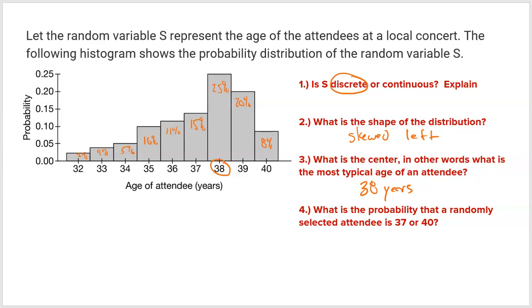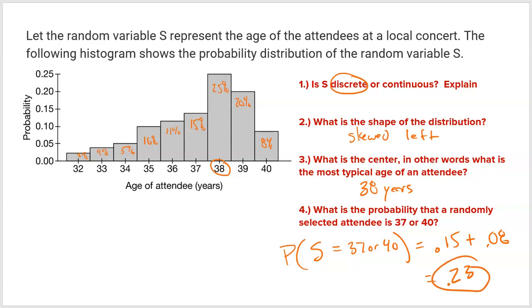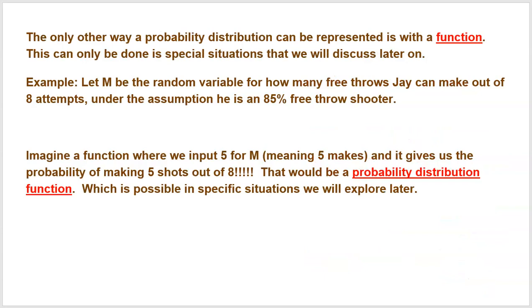All right, what is the probability that a randomly selected attendee is 37 or 40? So we're trying to find the probability that S equals 37 or 40. Now, those are mutually exclusive. You cannot be 37 and 40 at the same time. So basically, all we have to do is add. So the probability that you're 37 years old is about 15%, give or take. Probability you're 40 years old is, again, about 8%, give or take. Add this together. There's a 23% chance that a randomly selected person is 37 or 40. Pretty easy.